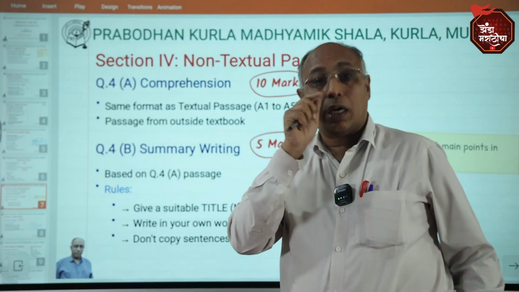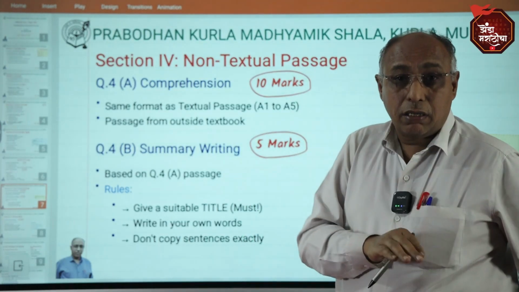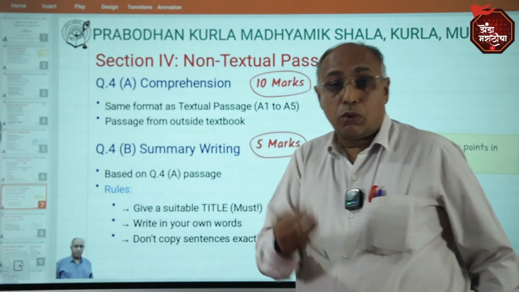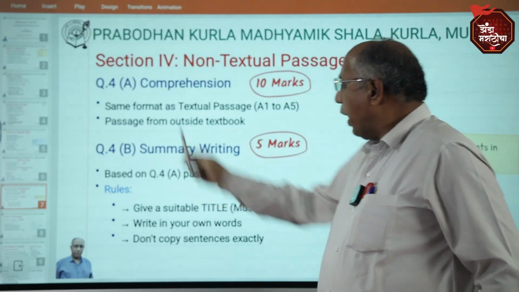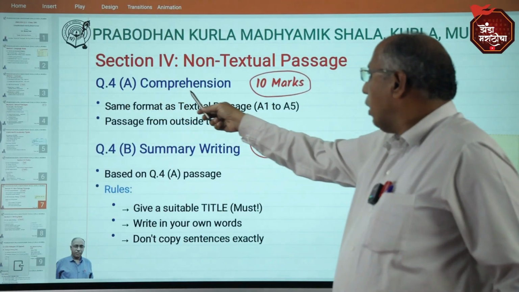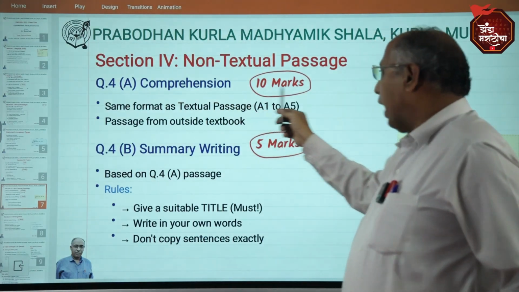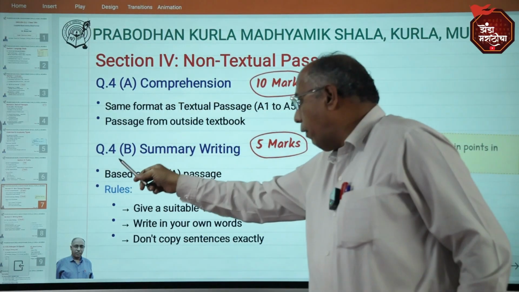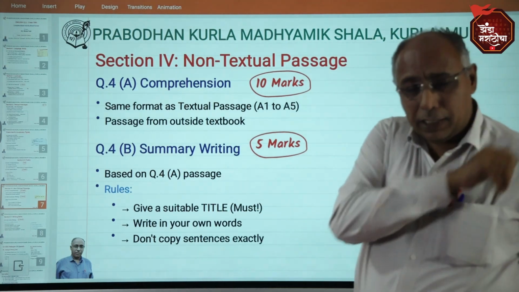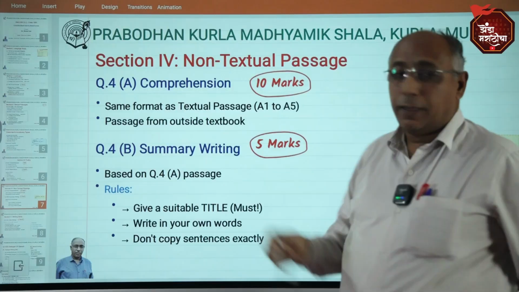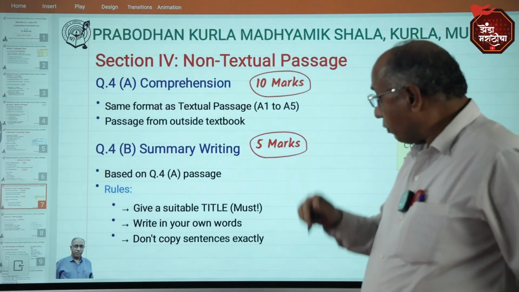Unless and until you read it very carefully, you will not get how to do the activities. So, the same, question number 4A, that is comprehension, will carry 10 marks, and question number 4B is summary writing, that will carry 5 marks. The whole question will carry a total of 15 marks.